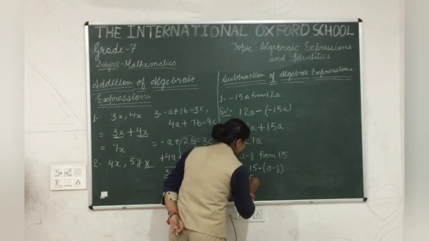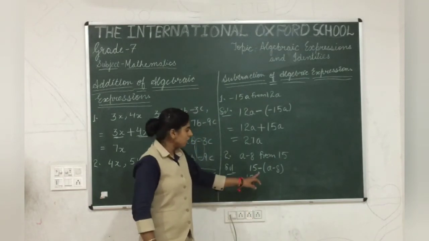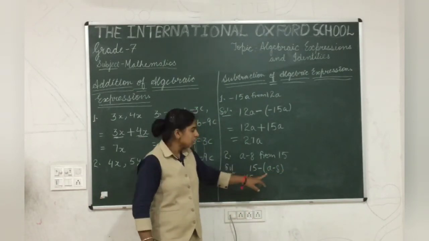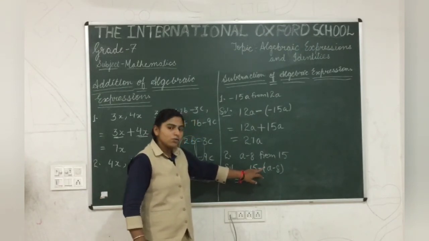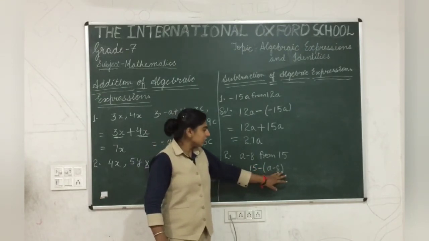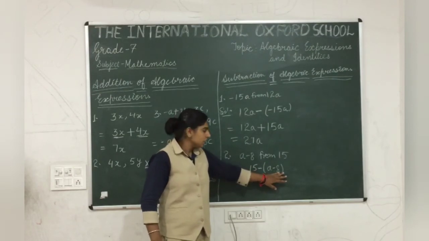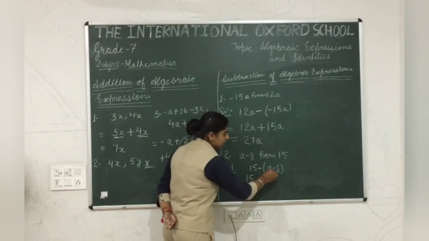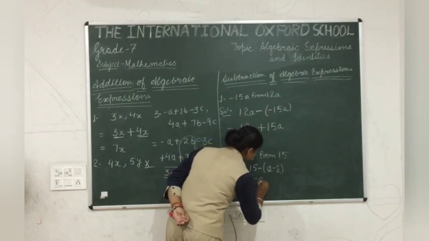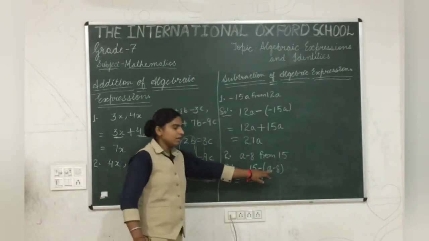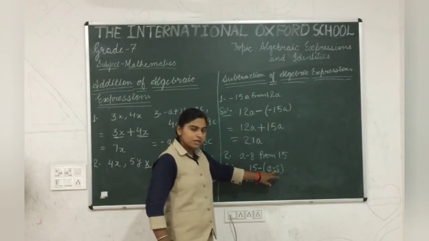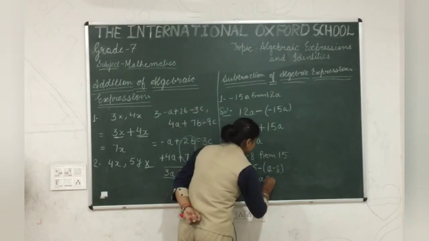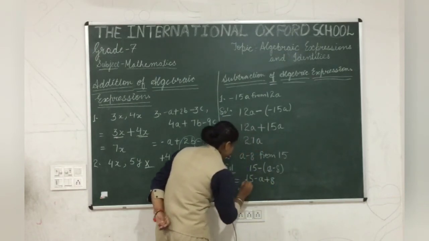Now we will write 15 as it is, and after this we will open these brackets. When we will open these brackets, if the sign of subtraction is in the front, then all signs get changed. Means here the sign of addition will get changed into subtraction, means minus a. Here is subtraction, so it will change into addition, that is plus 8.